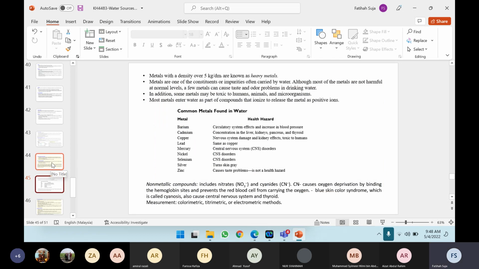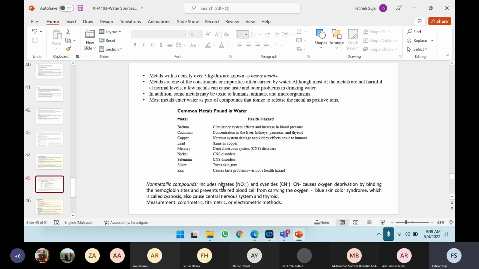So, metals with density over 5 kilograms per cubic meter are known as heavy metals. Metals are one of the constituents or impurities often carried by water. Although most of the metals are not harmful at normal levels, a few metals can cause taste and other problems in drinking water. Okay, so common metals found in water, and you can see what are the health hazards of different types of metals.